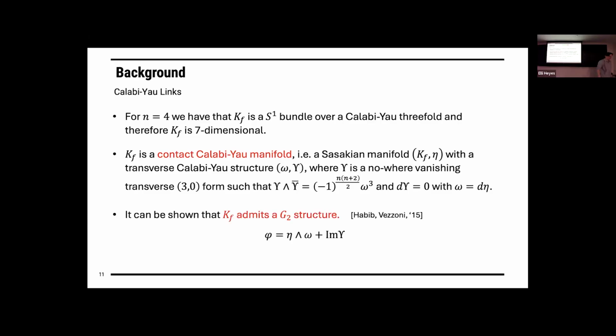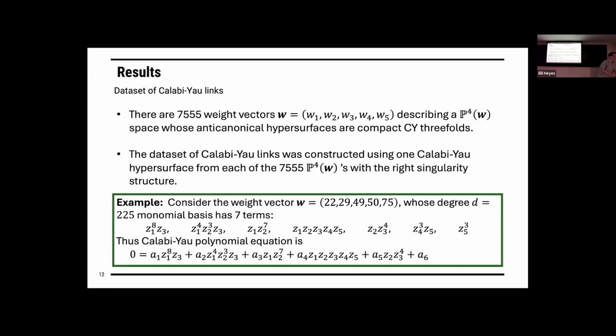And it can be shown that this 7-dimensional Calabi-Yau link, which is one of these contact Calabi-Yau manifolds, admits a G2 structure given in terms of the contact form. So in a case where the G2 structure is torsion-free, this is a G2 manifold. So these are the kind of geometries that we're going to be looking at.